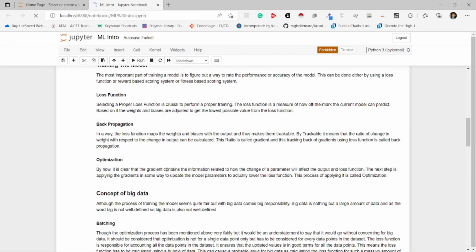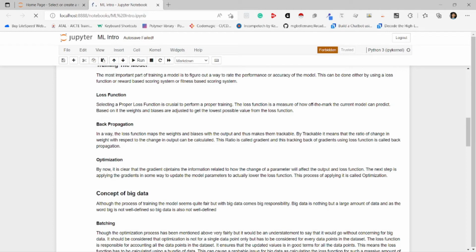By now it is clear that the gradient contains the information related to how the change of a parameter will affect the output and loss function. The next step is applying the gradient in some way to update the model parameters to actually lower the loss function. The process of applying it is called optimization. Although the process of training the model seems quite fair, with big data comes big responsibility.